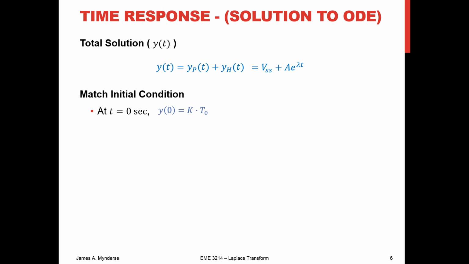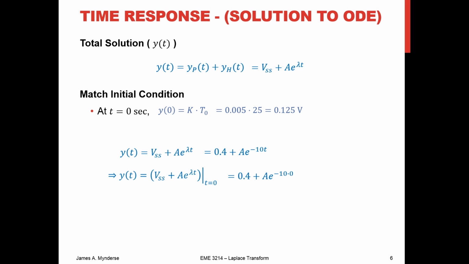And so at time equals 0 seconds, y of 0 is k times T of 0, which happens to be 0.005 times 25 degrees C. I should have put in some units there, but you know the units here, so it's going to be 0.125 volts. So there's our equation. We will match it up and solve for t equals 0. And so it's going to be 0.4 plus Ae to the negative lambda, which is 10 times 0. So 0.4 plus A is 0.125, so A must be negative 0.275.